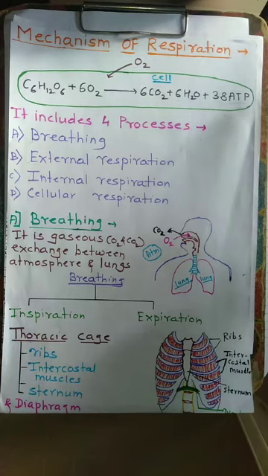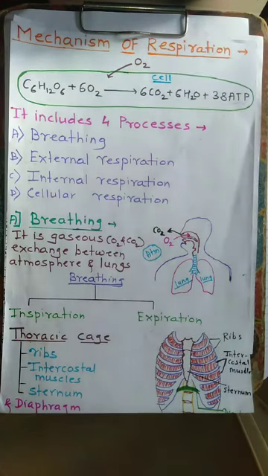Therefore, this complete process of taking in oxygen, giving out CO2 and water vapor, till the formation of ATP, all these things we have to clear in the mechanism of respiration. The mechanism of respiration includes four processes. First is breathing, second is external respiration, third is internal respiration, and fourth is cellular respiration. These are the four processes of the mechanism of respiration.